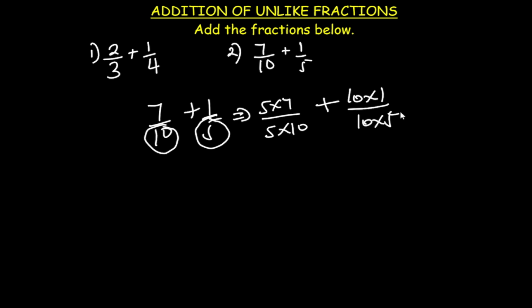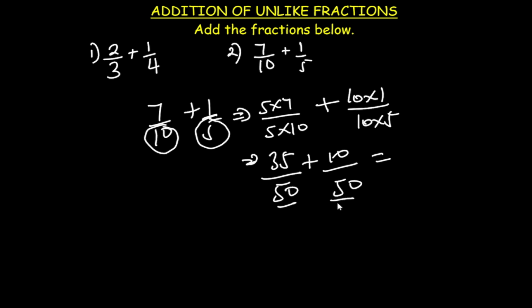So 10 times 1 and 10 times 5. Over here, 5 times 7 is 35, and 5 times 10 is 50, plus 10 times 1 is 10, and 10 times 5 is 50. As you can see, now we have the same denominator. You can only add the fractions when they have the same denominator, which is 50. So we can just choose one of the 50s, and 35 plus 10 is 45. So this is your answer.